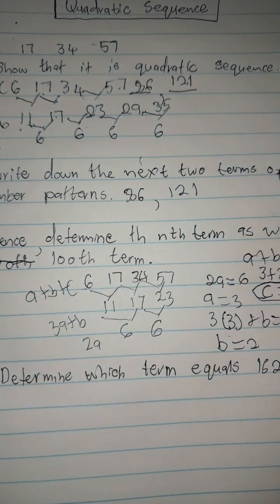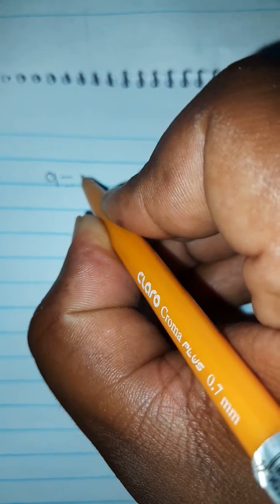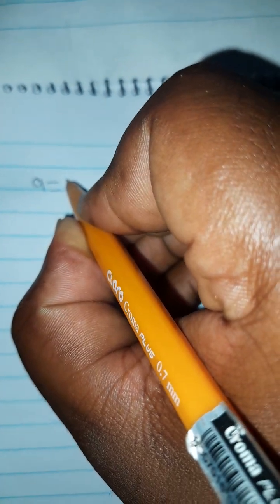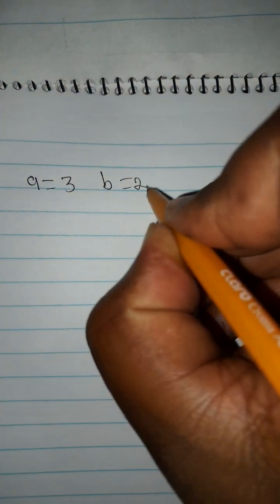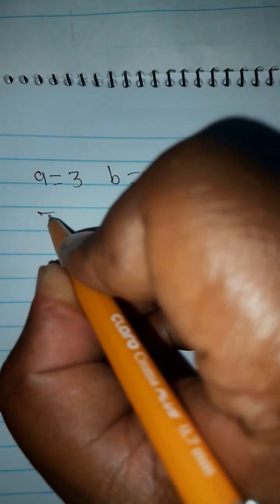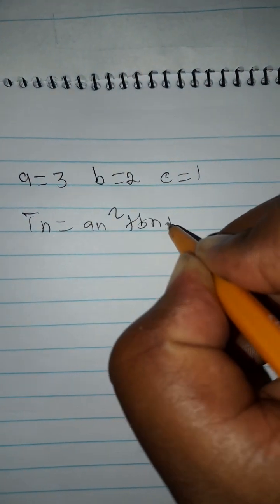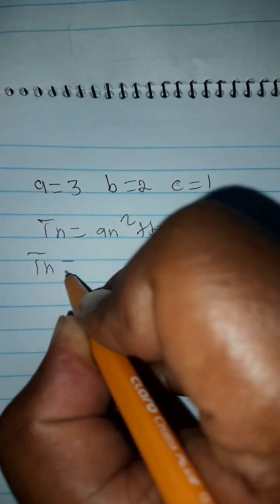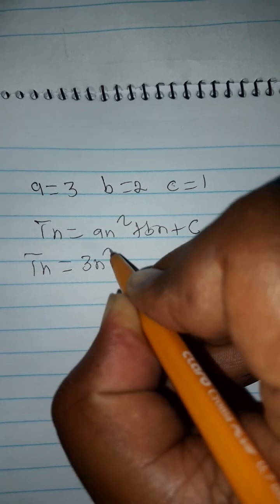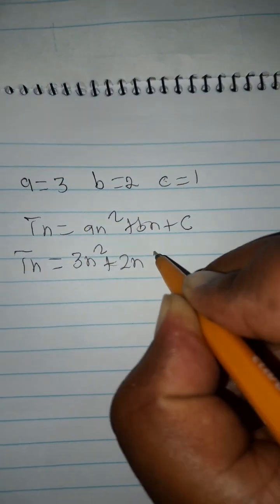We also need to find the n-th term. To find the n-th term, let me just get a clean page so that you can follow. Remember, I'm still working with number C. You have a equals 3, b equals 2 and c equals 1. So you're going to use the general term of a quadratic, which is an squared plus bn plus c. So we have Tn. Our a is 3, so it's going to be 3n squared plus 2n plus 1.